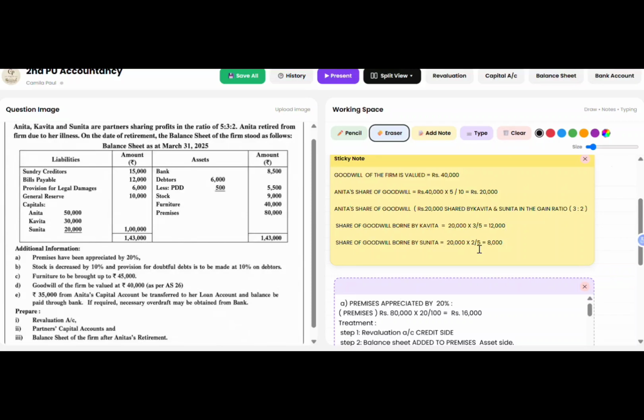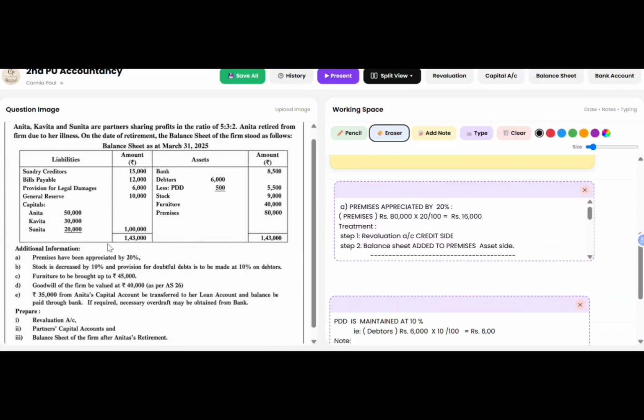So we will be recording it in the partner's capital account. How to record it we have seen in the previous video. Now when we prepare the partner's capital account again, we will see how to record this goodwill, that is Anita's goodwill, which has to be borne by Kavita and Sunita. Next we will see the adjustments that have to be recorded in the revaluation account.